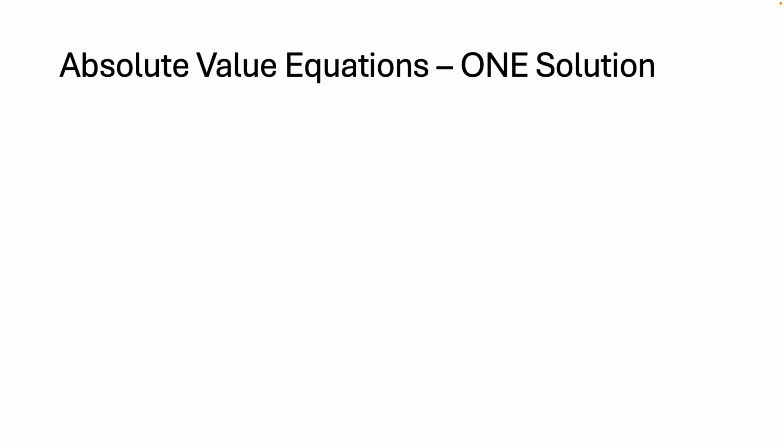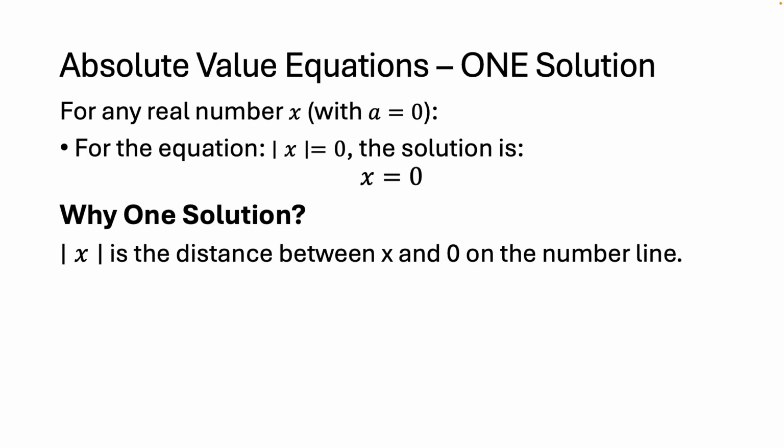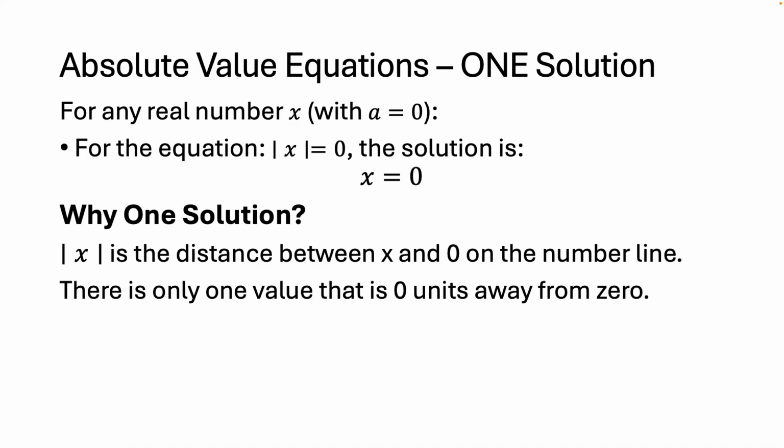There are cases where the equation will only have one solution. For any real number x with a being equal to 0, the equation absolute value of x equals 0 has a solution x equals 0 only. Why only one solution? Well, it goes back to the absolute value of x describing the distance between the value x and the number 0 on the number line. There is only one value that is 0 units away from 0, and that is 0.